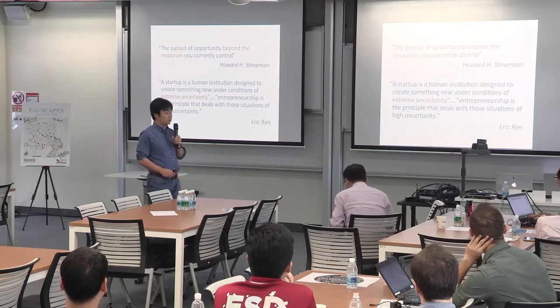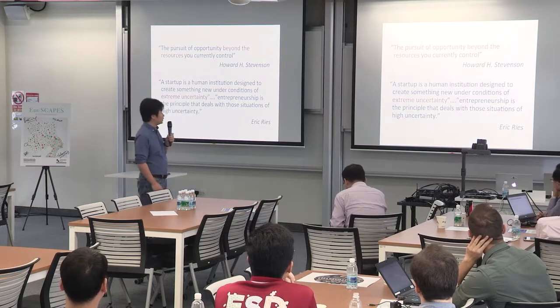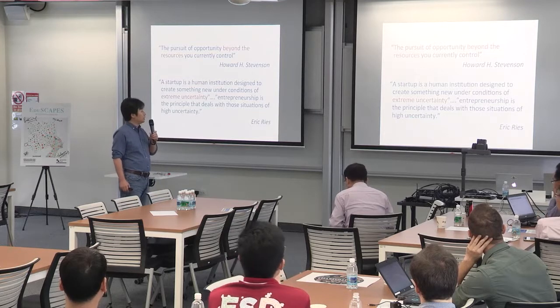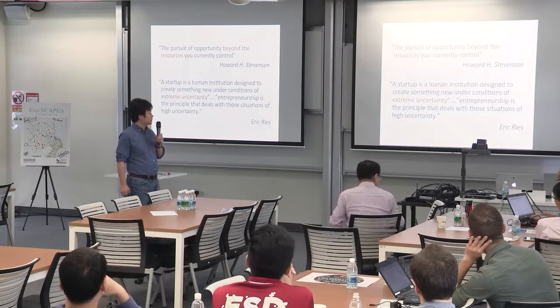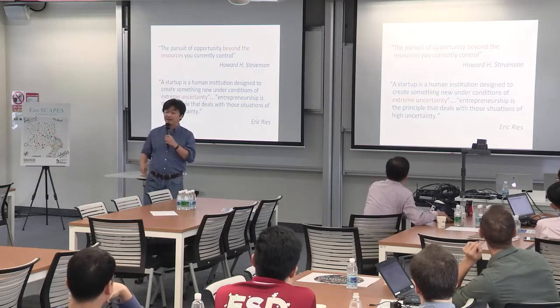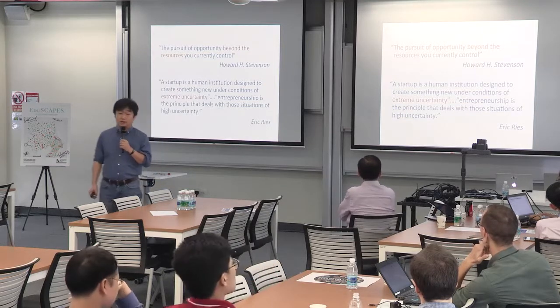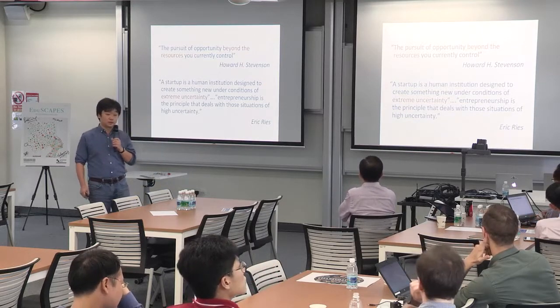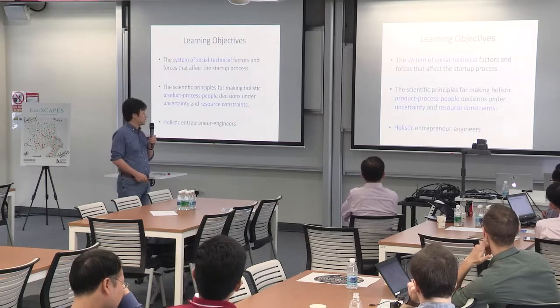And Eric Ries, who wrote the popular book The Lean Startup a few years back, considered a startup an institution to create something under extreme uncertainty. And entrepreneurship is a discipline to deal with such uncertain situations. So another keyword comes out, which is uncertainty. The entrepreneurship context is extremely uncertain. So we set up those contexts for our students to learn about entrepreneurship.